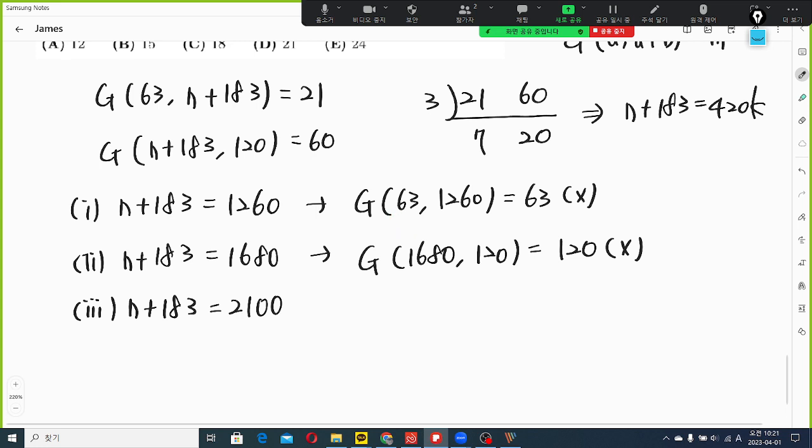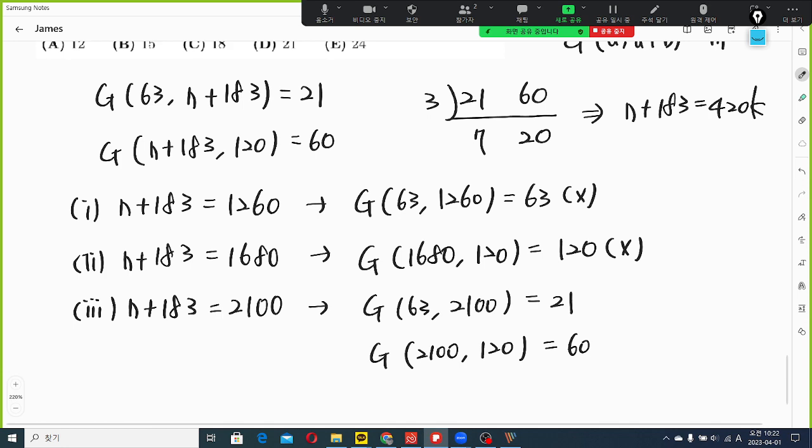And in this case, the GCF between 63 and 2100 is 21, and the GCF between 2100 and 120 is 60. So now it satisfies both conditions. So this is the value we want.